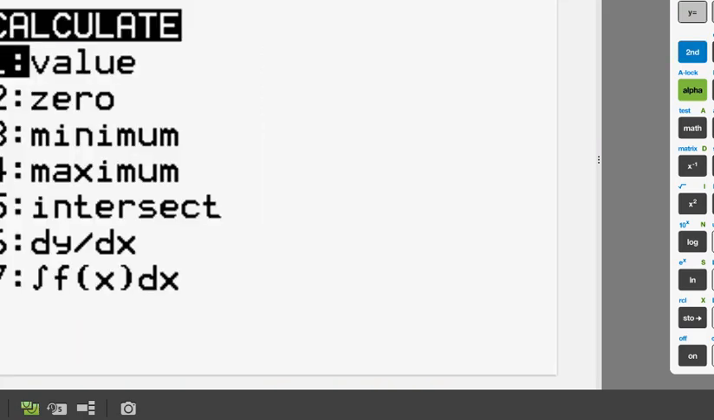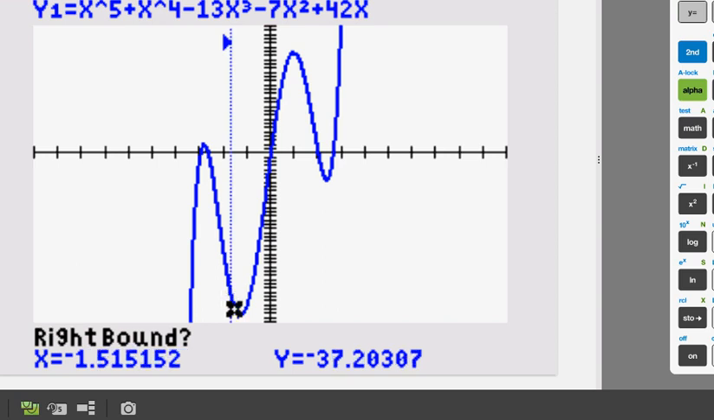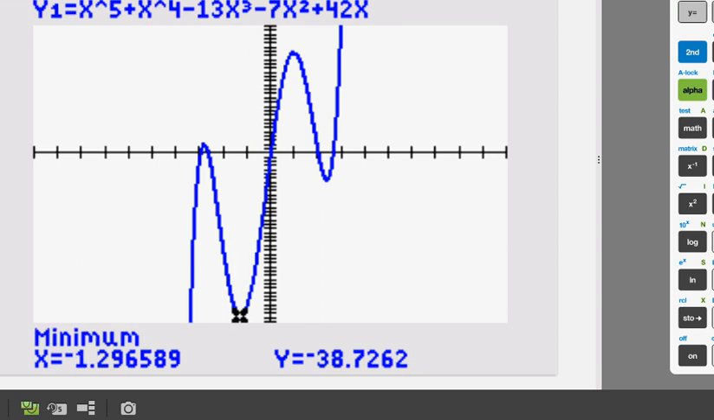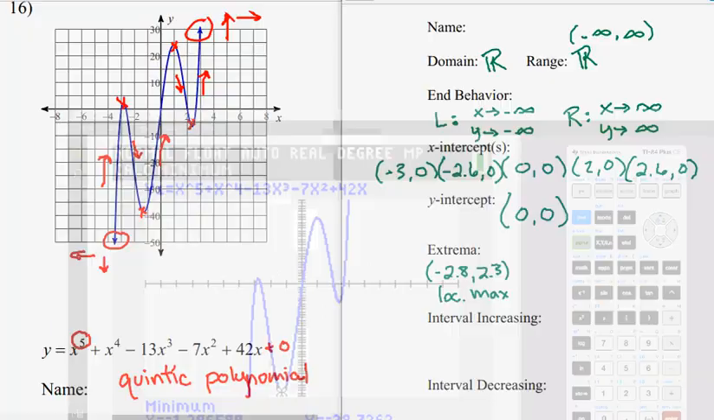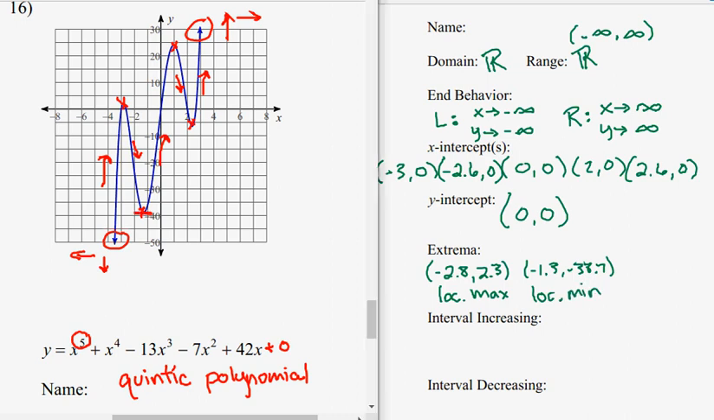Second trace again. This time I want a minimum. Whoops. Second trace. I want a minimum. So I'm looking for this point down here. Get on the left side of it, hit enter, right side, enter twice. Negative 1.3, negative 38.7, and that's a local minimum. Because the function does go below this point, this whole part is below that point. So just locally, that's a minimum. Just like this one's going to be local.